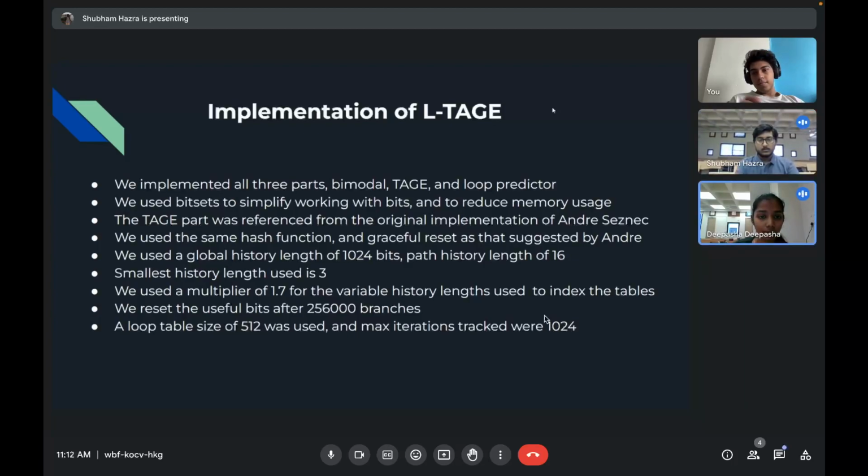The smallest history length used is 3, and there's a variable called history alpha, which is equal to 1.7. This variable is used for getting different history lengths across all the tables. We reset the useful bits after 256,000 branches, and the loop table size is 512. The max iterations tracked were 1024.